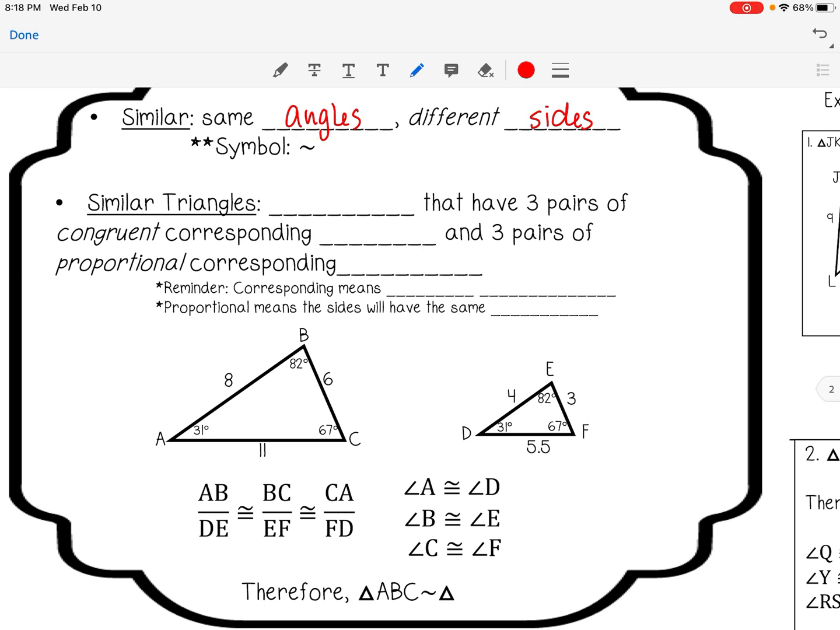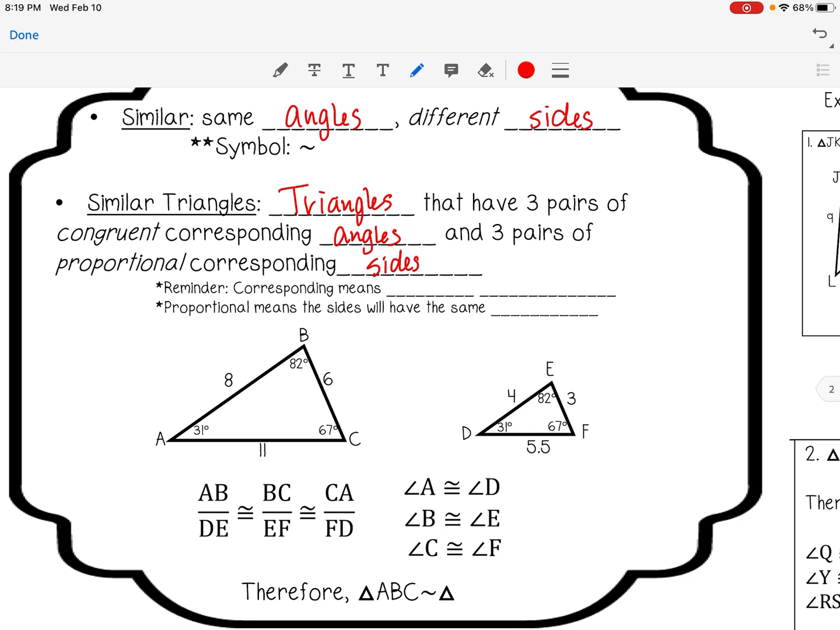It's just the squiggle, the squiggle that's on top of the congruent sign. So similar triangles are triangles that have 3 pairs of congruent... Which part of it has to be congruent? Those are the angles. There have to be 3 pairs of congruent corresponding angles and 3 pairs of proportional corresponding sides. Our sides are proportional.